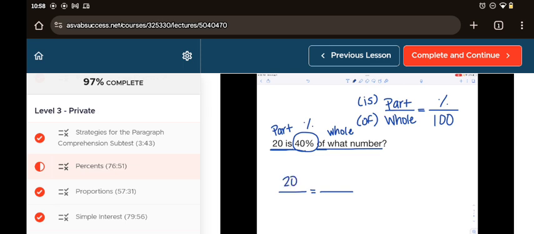Part goes on the top, that is 20. 40% goes on the other fraction on the top. The whole, it says what number. That means we don't know it. And whenever we have an unknown number, something we don't know, we can call it x. So we're going to put x there in the bottom. And 100 always goes here.